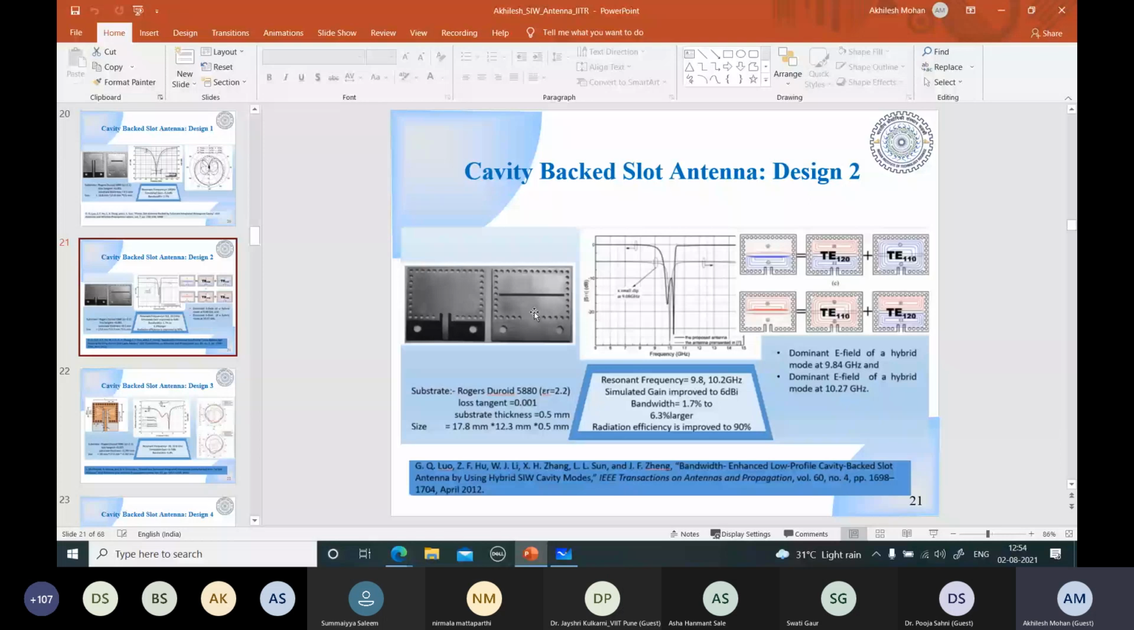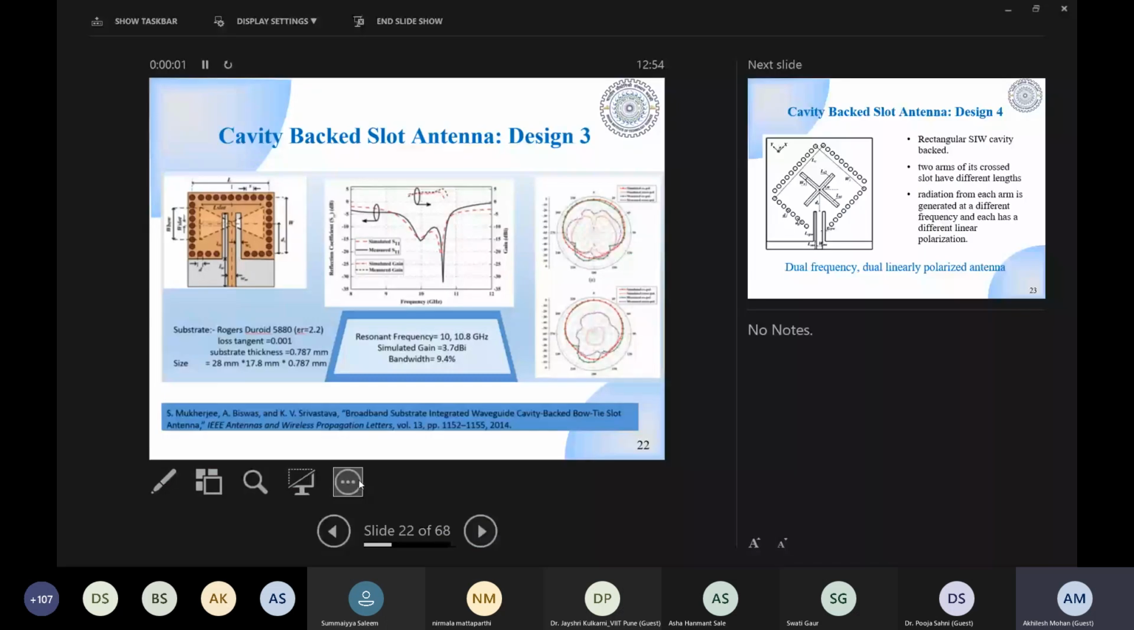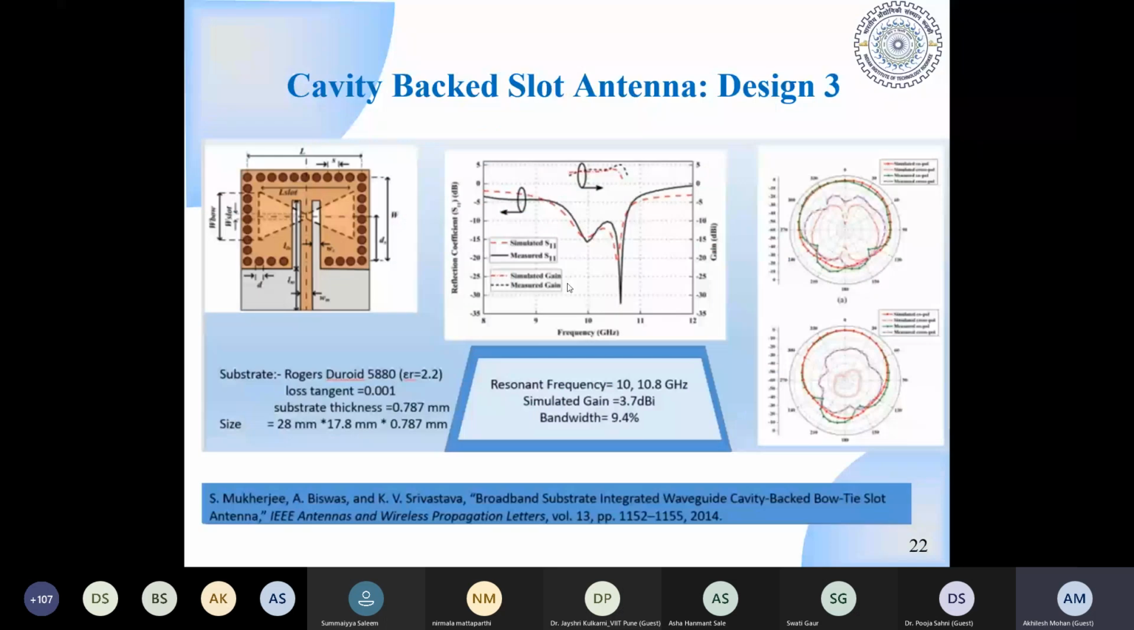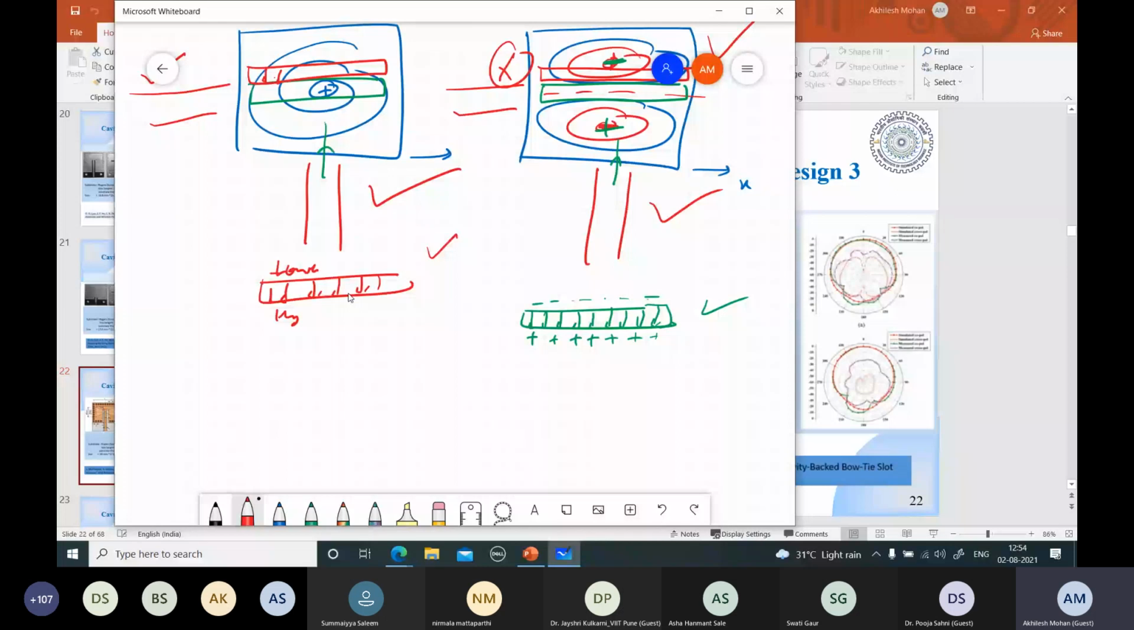Now another thing, they have introduced a butterfly shaped slot. That is, in 2014 people used a butterfly shaped slot. What did they do? Generally butterfly shape and bow tie shape structures are popular for their wide bandwidth. So for the bow tie shape structure, this slot will radiate only at lambda g by 2.